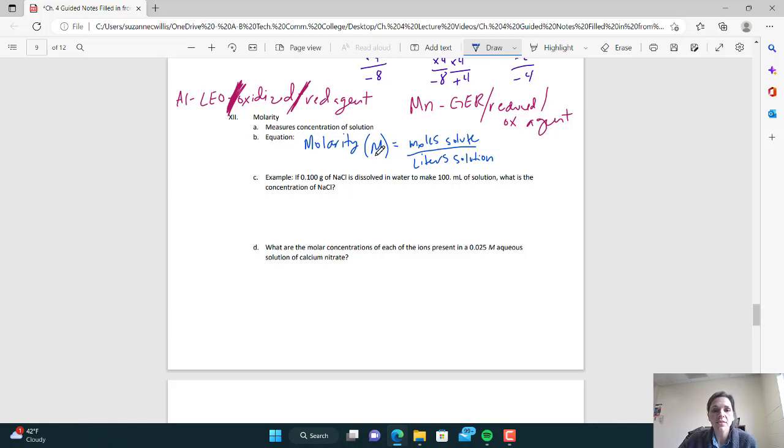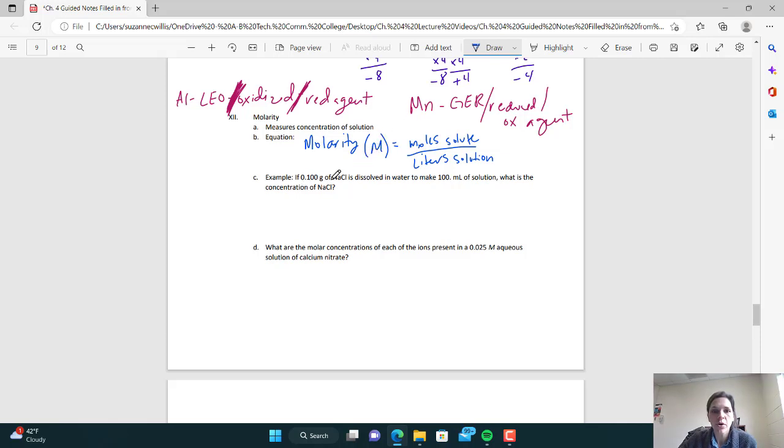So if a solution had a molarity of 2 molar, what that means is 2 moles of the solute would be dissolved in every 1 liter of solution. If it's 5 molar, then 5 moles have been dissolved into 1 liter of solution. You can use moles per liter. It's not as common, but that is a correct unit of molarity as well. So you'll see us use the capital M primarily. So let's talk about how to do this.